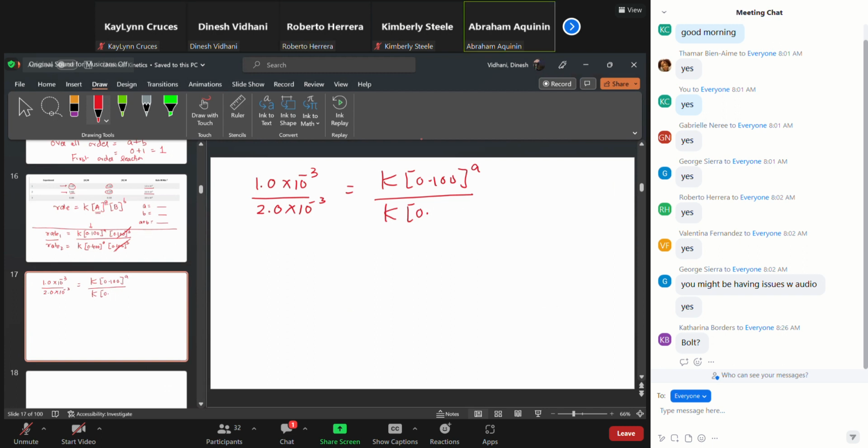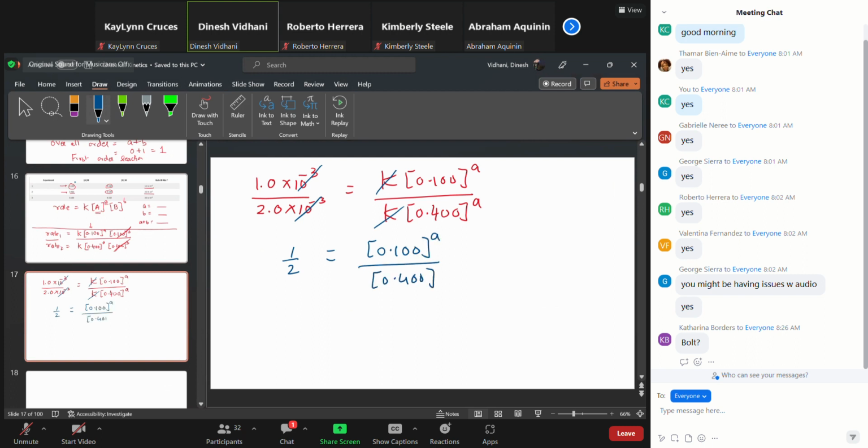No, it's 0.4. Professor, wouldn't the K's cancel out? Yes, they will cancel out. So my K is going to cancel out. I can cancel out my exponent. That's fine. Now what I'm getting is 1 by 2 equals 0.100 to the A over 0.400 to the A. How can I solve this one now? Any guess? Wouldn't it be equal to 1/4 to the A on the other side? But then how do I take out that exponent A? Log. Absolutely, very good. So now I take log of 1 by 2, and I can say this is going to be A times log of 0.100 over 0.400. And this is log to the base 10.